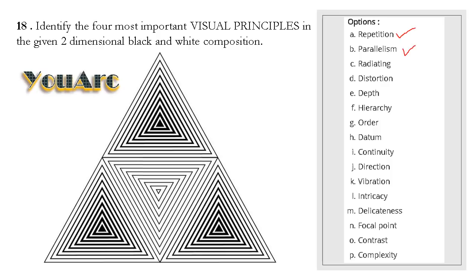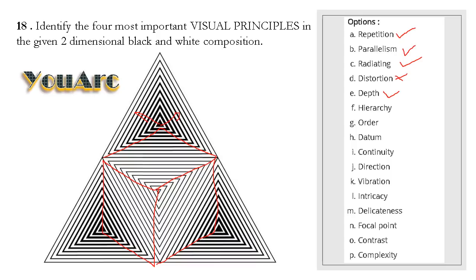Parallelism, yes, they are not getting intersected or they are not perpendicular. So parallel lines are happening here. Radiating, yes, from this particular direction, the lines are getting radiated. So yes, the effect of radiation is there. Distortion, we don't have. Depth, yes, we have some depth here. So we can feel the depth of this cube here. So depth effect is also created.